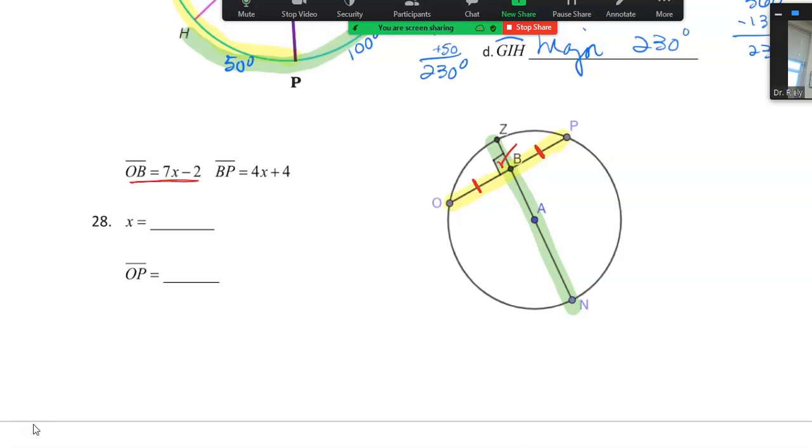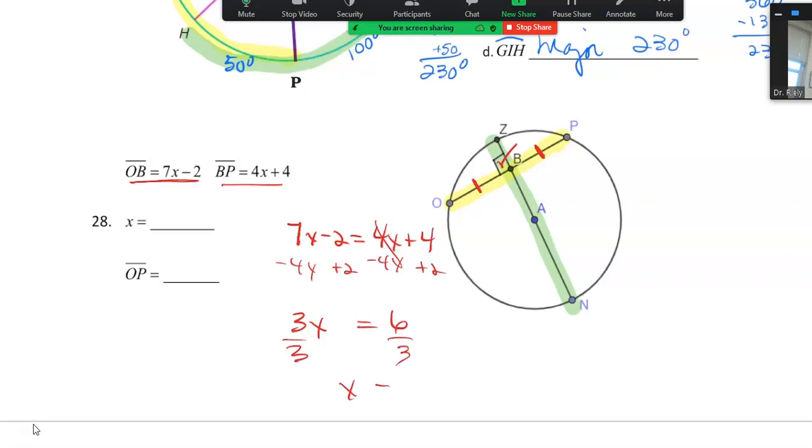OB is the left side, BP is the right side. Those are bisected segments, so I can set them equal, and that will let me solve for x. So 7x minus 2 equals 4x plus 4. Okay, I'm getting my x's on one side, subtract 4x, that gives me 3x. Move the numbers now, add 2, that gives me 6. Divide by 3, x will equal 2. Lost my head there for a second.